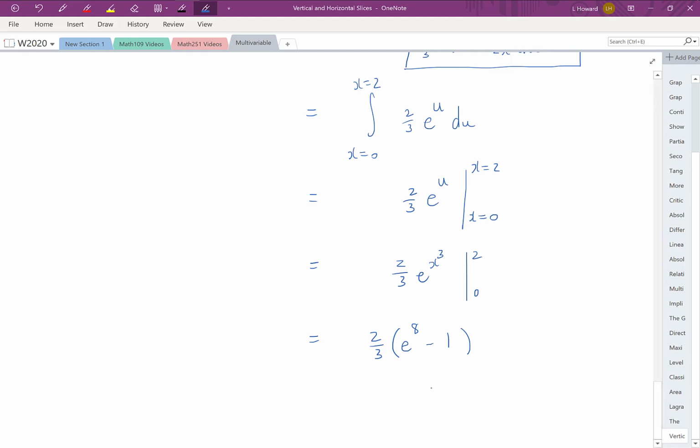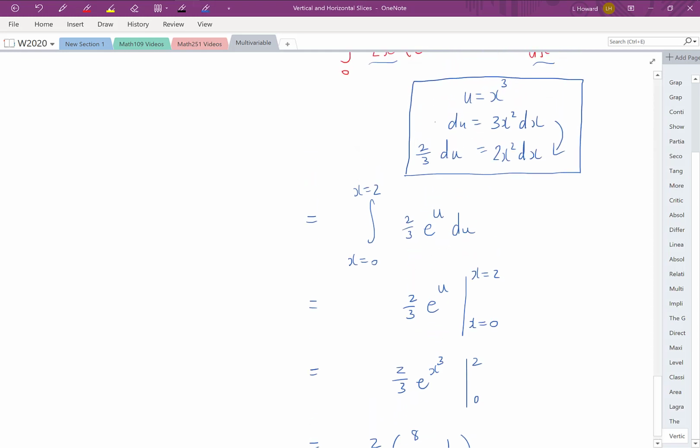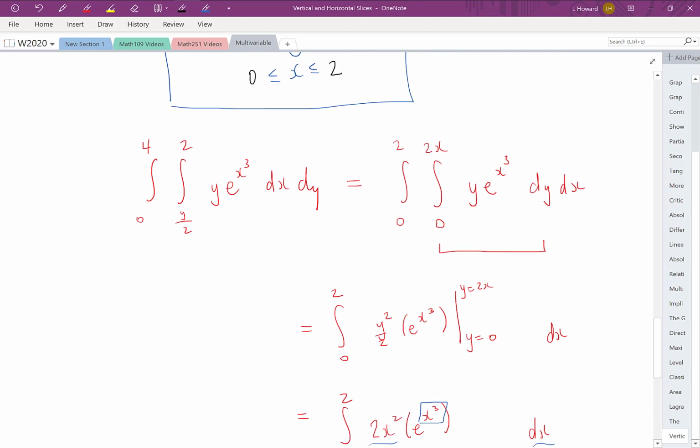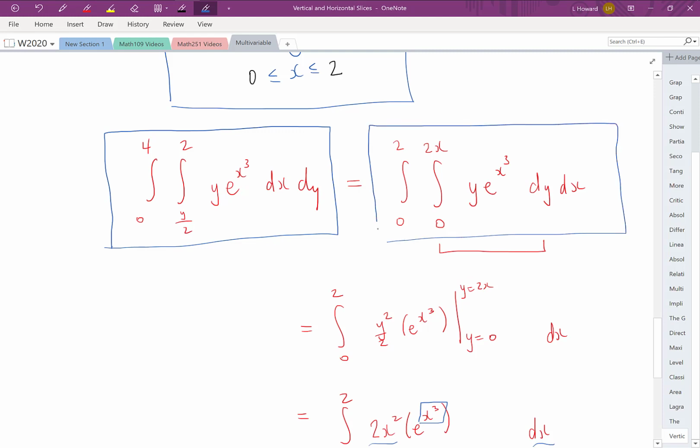So this example, I think, really highlights the power of being able to switch between vertical and horizontal slices, because what we had in this problem was this integral here that was imagined using horizontal slices, and the integration was not possible. So we reimagined it using vertical slices. And because that changed the limits of integration, and it changed the order of integration, that gave us a double integral that was actually fairly easy to compute.